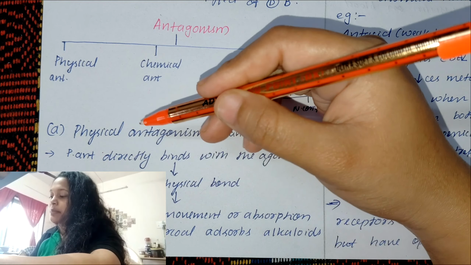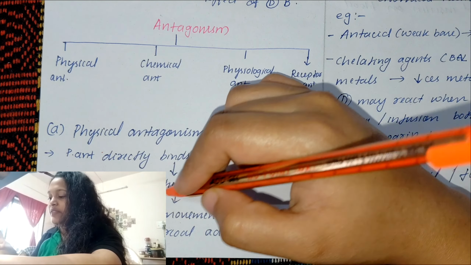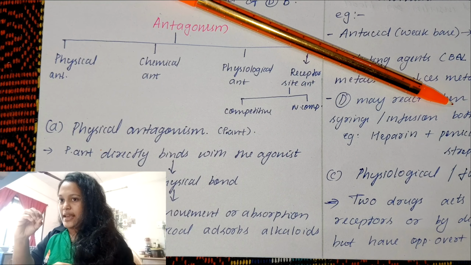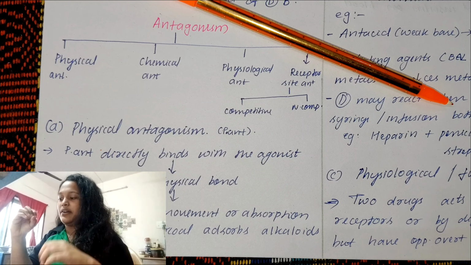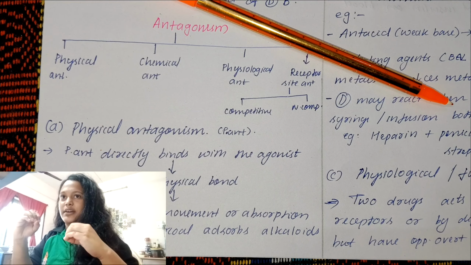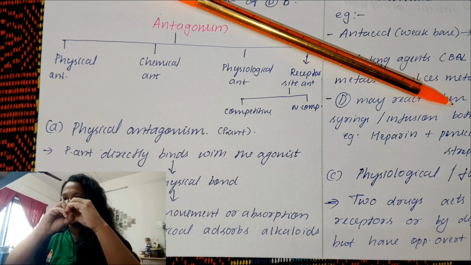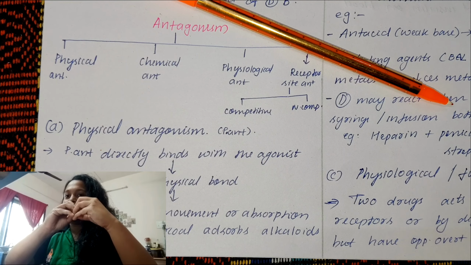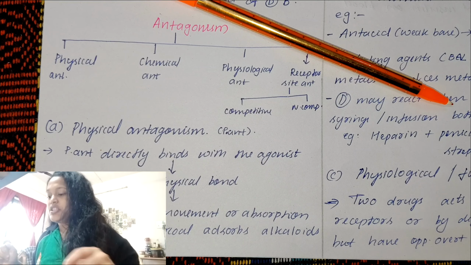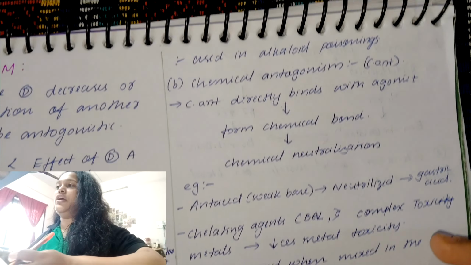Physical antagonism directly binds with the agonist and forms a physical bond, which reduces the movement of absorption. So basically, imagine this is the physical antagonist. This is the agonist, which will bind with the target. So this physical antagonist will go and bind with this agonist. It forms a physical bond and prevents it from binding to the target organ. An example is activated charcoal, which adsorbs alkaloids and is used in alkaloid poisonings.